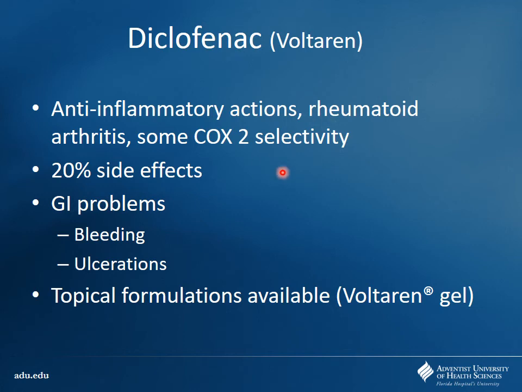There's also Diclofenac. This one has a little bit of COX-2 selectivity. This one's nice because there's actually a topical formulation that's available. We'll talk about this when we get to osteoporosis or osteoarthritis; we haven't talked about those yet.